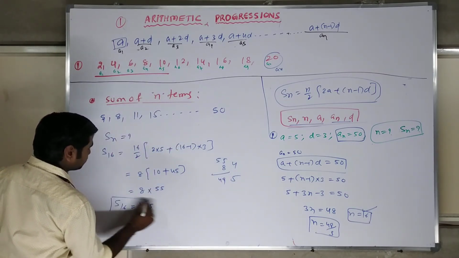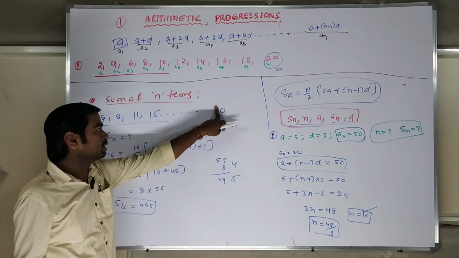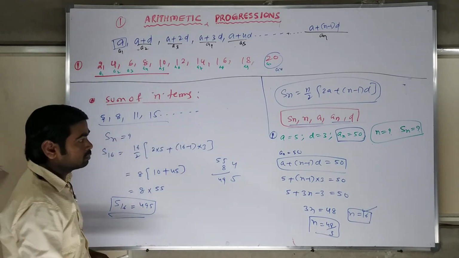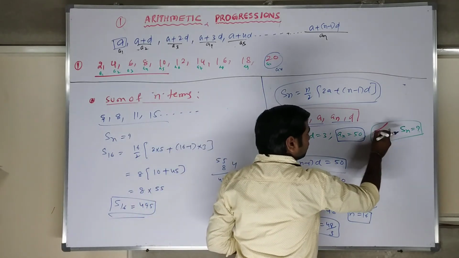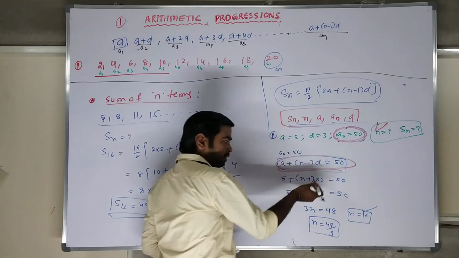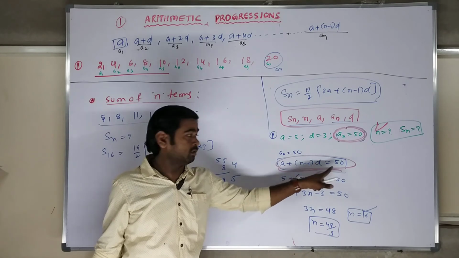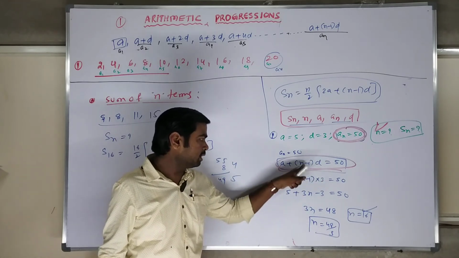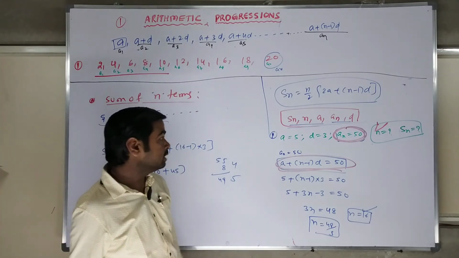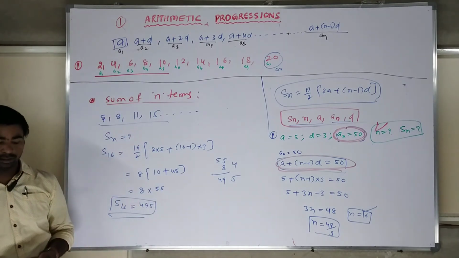So the summation of 16 terms of this series, where the last term is 50, is 495. So this is the case of calculating the n value. Basically, the n term or other terms will come when they mention an. Please write an with the formula. From that, a is also obtained, n is also obtained, d is also obtained. Any one you will get. If you know 50, sometimes you find n, sometimes you find a, sometimes you find d. After finding the unknown term, only then can you go for the Sn calculation. So this is the way the questions will come in these examinations.